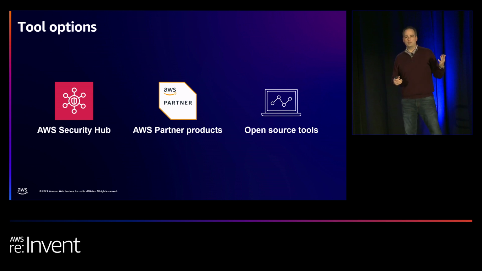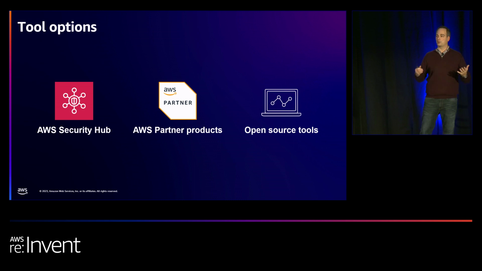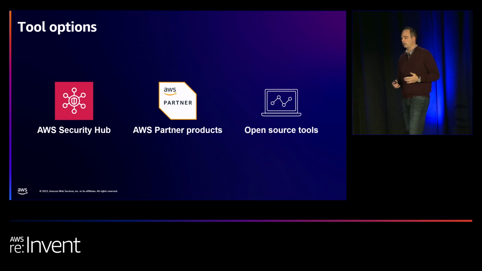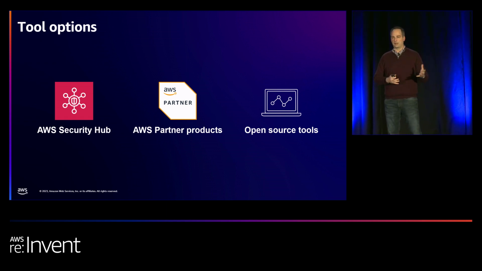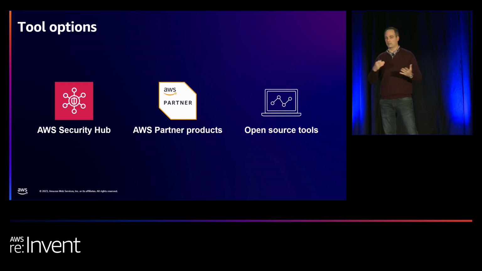AWS Security Hub is a native AWS service that you can use and turn on with one click in order to start running assessments against your environment. There are also a number of awesome partner options out there that you can purchase on Marketplace and through other avenues that give you really rich functionality to assess your AWS environments as well as other aspects of your IT infrastructure. And then there's also free open source tools that you can use to do all this.